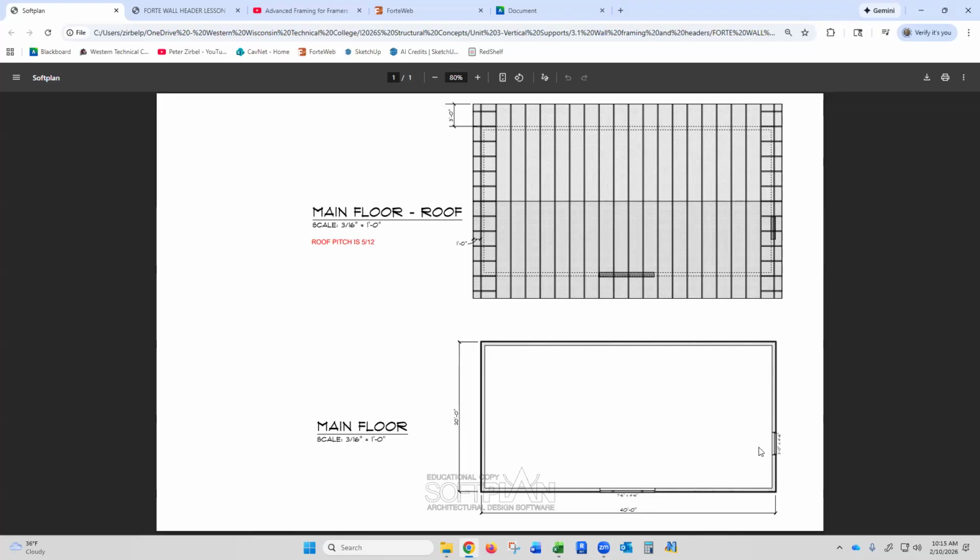That's like the advanced level, but once you understand how to use Forte, you can drop all the point loads and everything on. But I'm not going to do that for this first assignment. It's going to be very simple. It's just going to be a one-story house with roof load coming down on it.